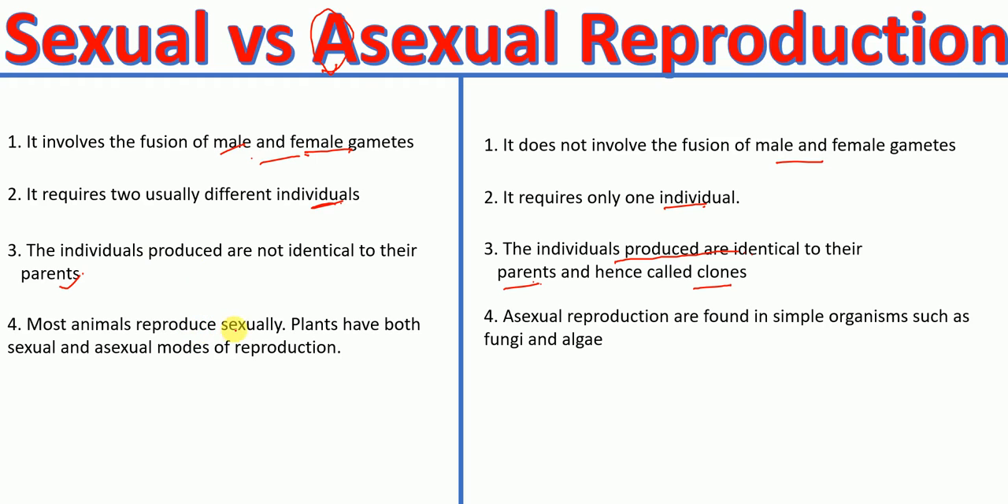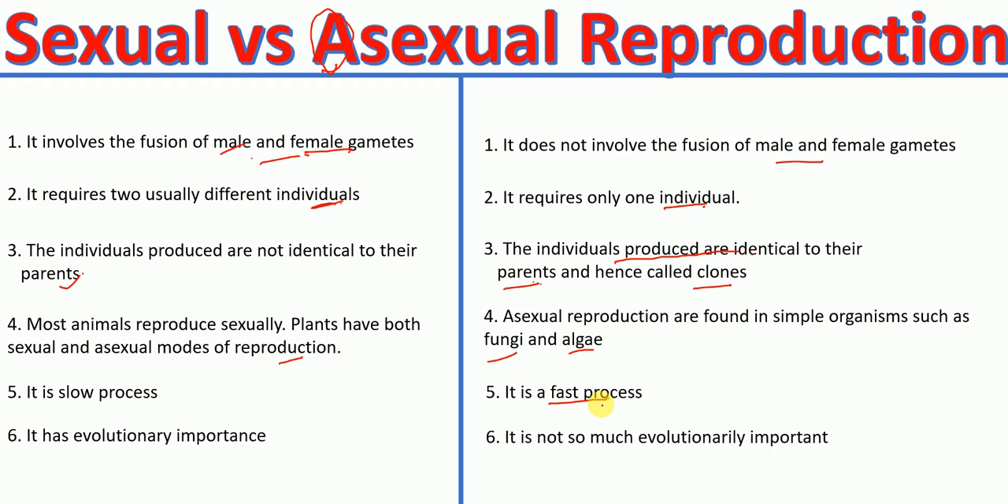Most animals reproduce sexually. Plants have both sexual and asexual modes of reproduction, whereas asexual reproduction is found in simple organisms such as fungi and algae. Sexual reproduction is a slow process, whereas asexual reproduction is a fast process. Sexual reproduction has evolutionary importance, whereas asexual reproduction is not evolutionarily important.